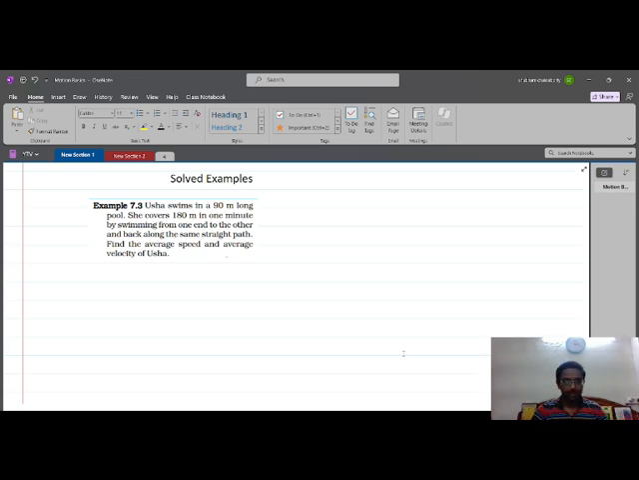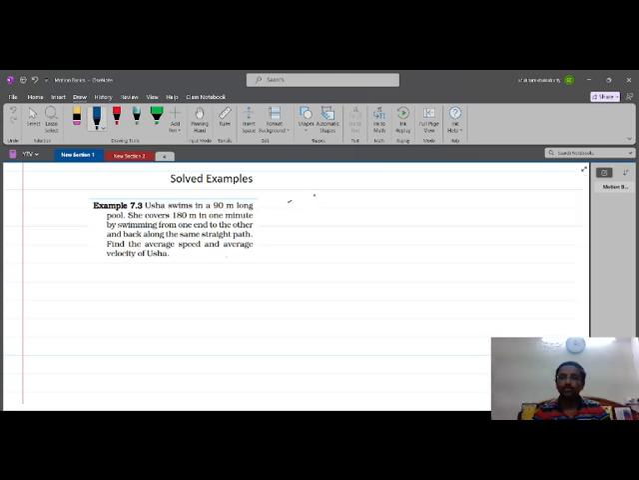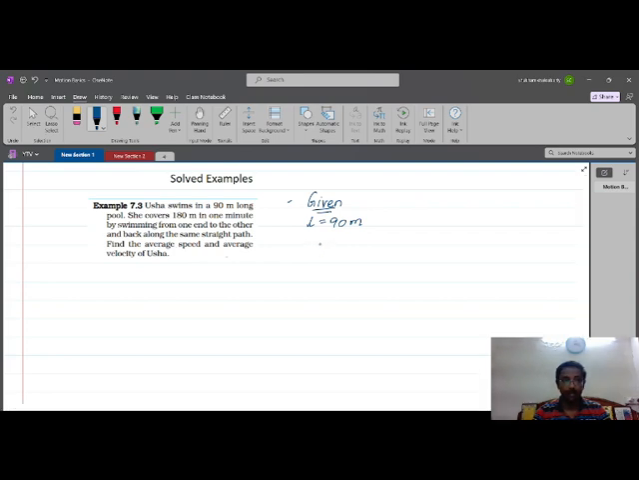Okay. So, let's start. Now, as you can see, the first question here says that Usha swims in a 90-meter long pool. So whenever you have to solve a problem, always write down what is given along with variables. So the length of the pool is given as 90 meter. She covers 180 meters in 1 minute by swimming from one end to the other and back along the same straight path.